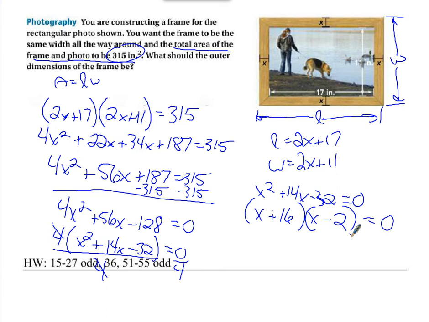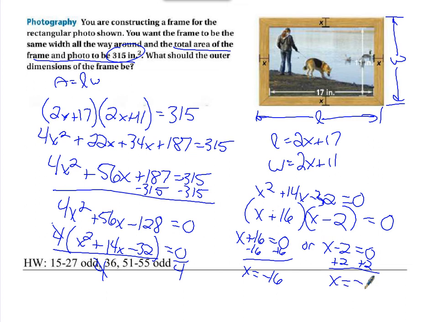Yep, zero product property. X plus 16 equals 0, or x minus 2 equals 0. So solve the first one. Good, we're going to subtract 16 from both sides, and x equals negative 16. Add 2 to both sides, x equals positive 2.